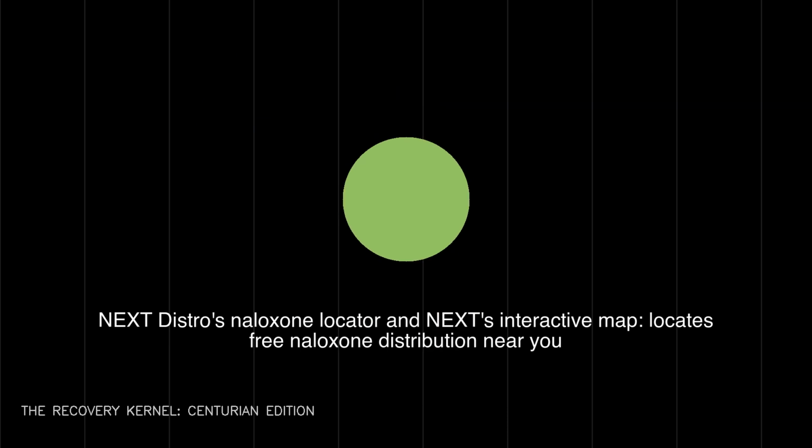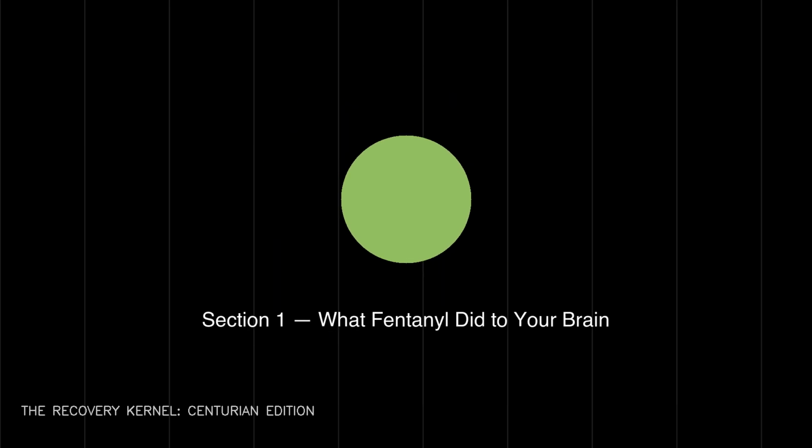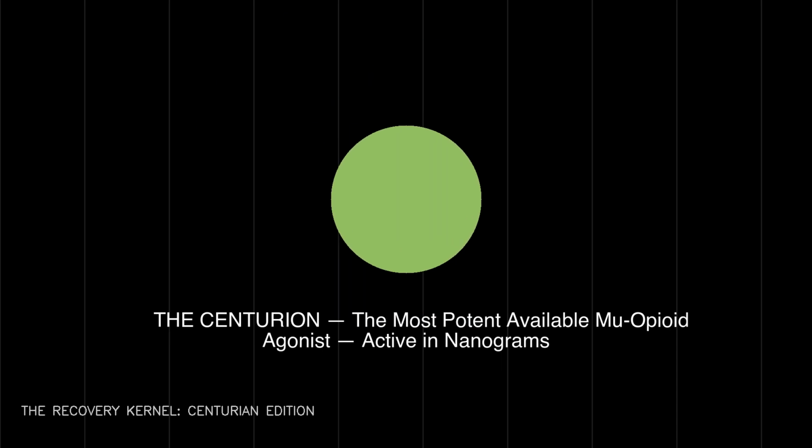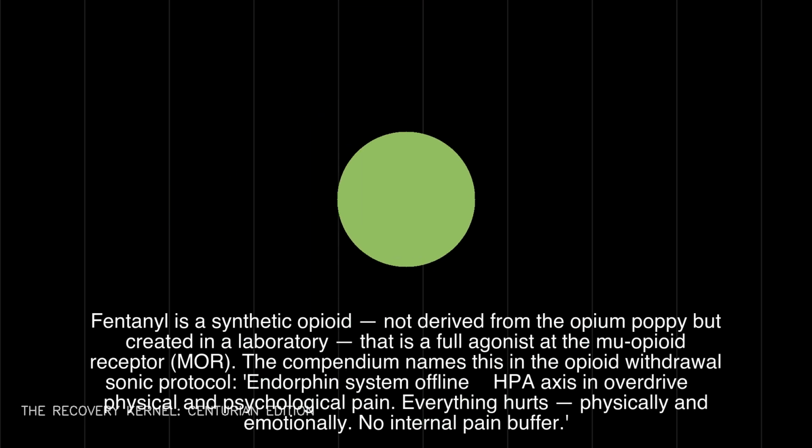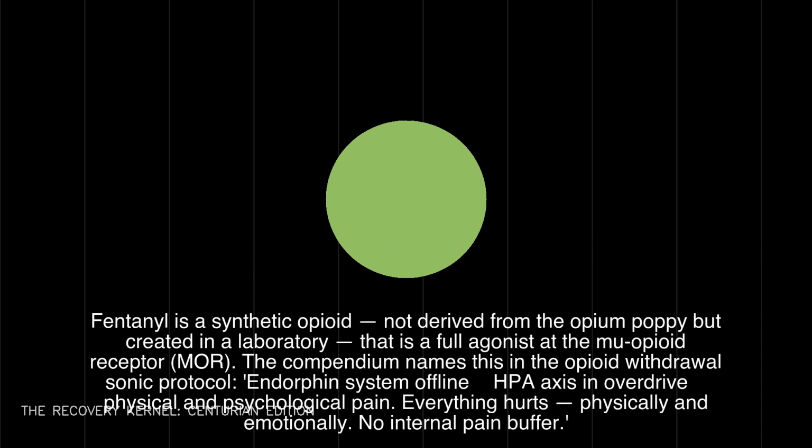Section 1. What fentanyl did to your brain. Fentanyl, the most potent available mu-opioid agonist, is active in nanograms. Fentanyl is a synthetic opioid, not derived from the opium poppy but created in a laboratory, that is a full agonist at the mu-opioid receptor.